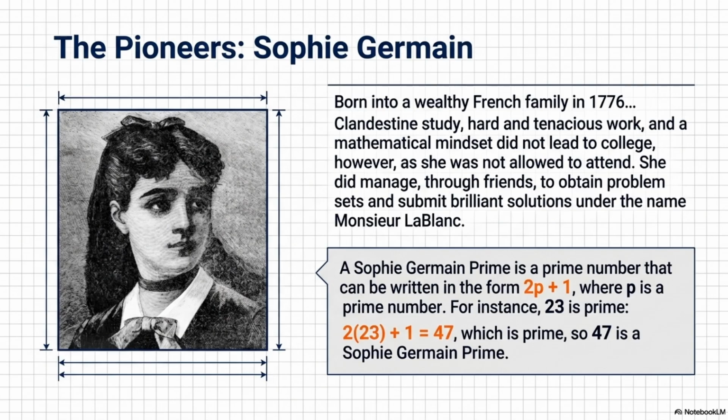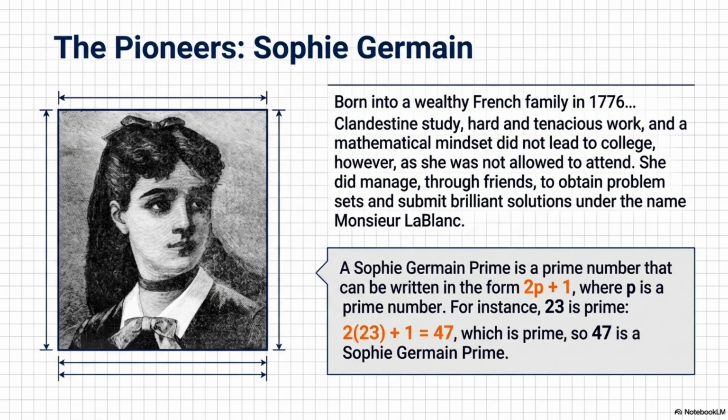She refused to let that stop her, though. She studied clandestinely. She got her hands on university lecture notes through friends, and she actually began submitting brilliant mathematical proofs under a male pseudonym. Monsieur Leblanc, right? Yes, Monsieur Leblanc. She even corresponded with Carl Friedrich Gauss, one of the most famous mathematicians in history, under this fake name. And Gauss was astounded by her brilliance. When he finally discovered she was a woman, he was deeply impressed by her incredible tenacity.